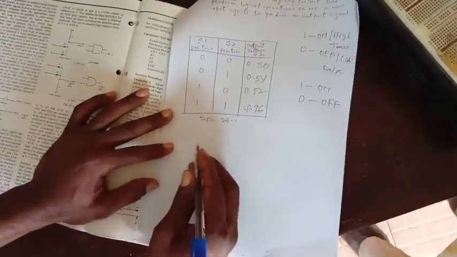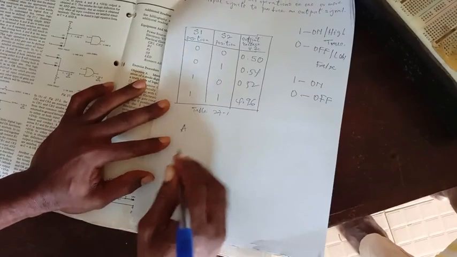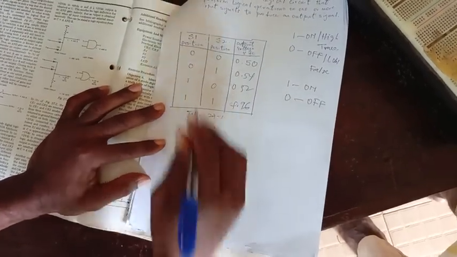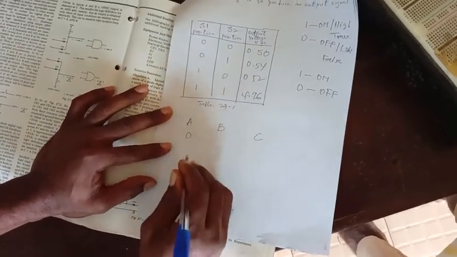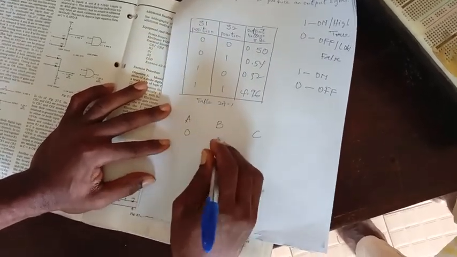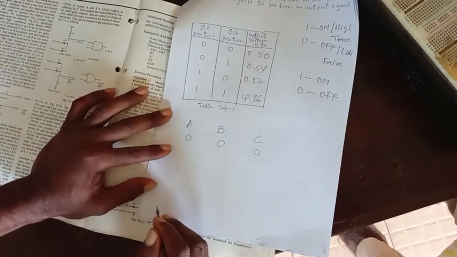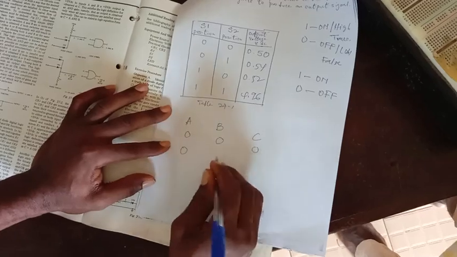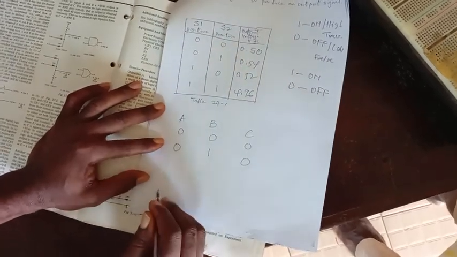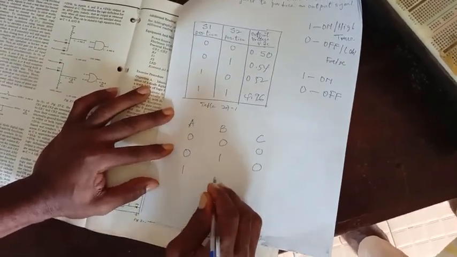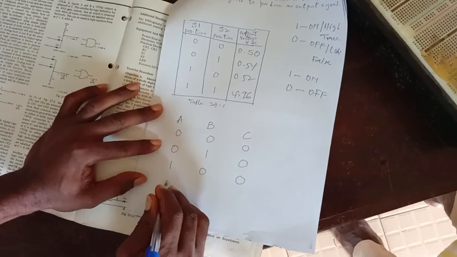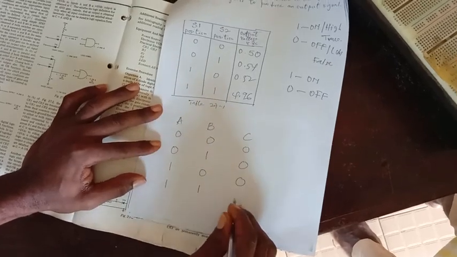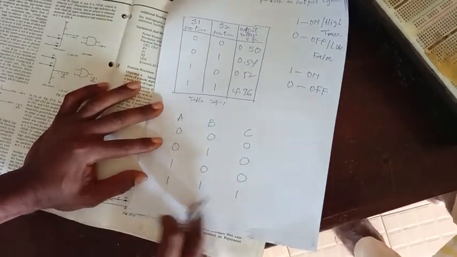If you are to use A and B as the input, let's say we have our switch 1 to be A, our switch 2 to be B, and the output to be C. So when switch 1 is 0 and switch 2 is 0, that means we have 0 at the output. When this one is 0 and this one is 1, we are going to have 0 as well. So when we have 1 at the switch 1 and 0 here, the same thing, 0. But we are going to have an output only when both inputs are 1.